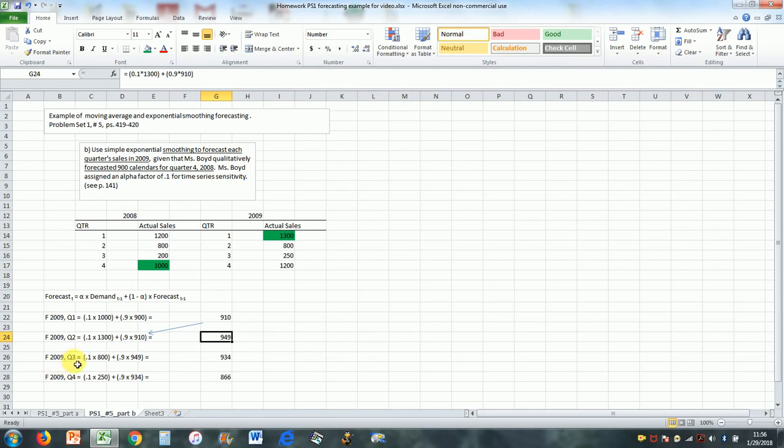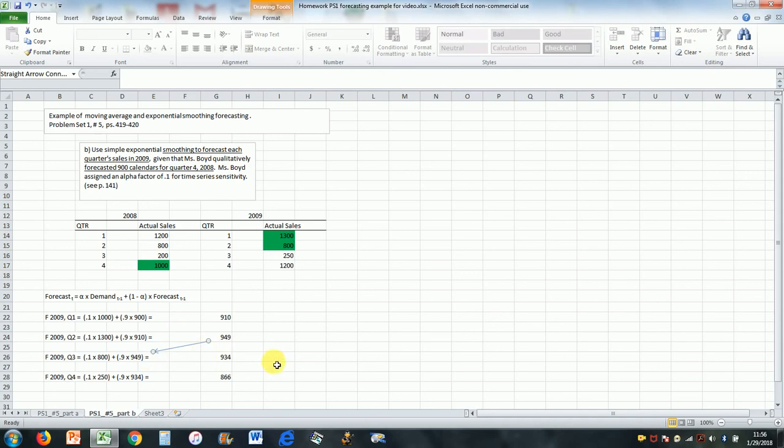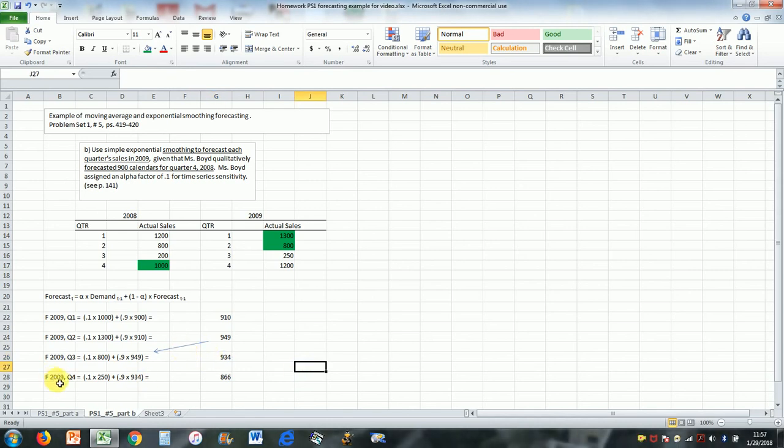Forecast 2009 quarter 3. We have to look at the actual demand for 2009 quarter 2, and that's 800. Got that from right here. Okay, and then we also have to use our previous period's forecast, and we did that just a second ago, right? 949, and that goes here. Doing the math, you have 0.1 times 800 plus 0.9 times 949, or 934.